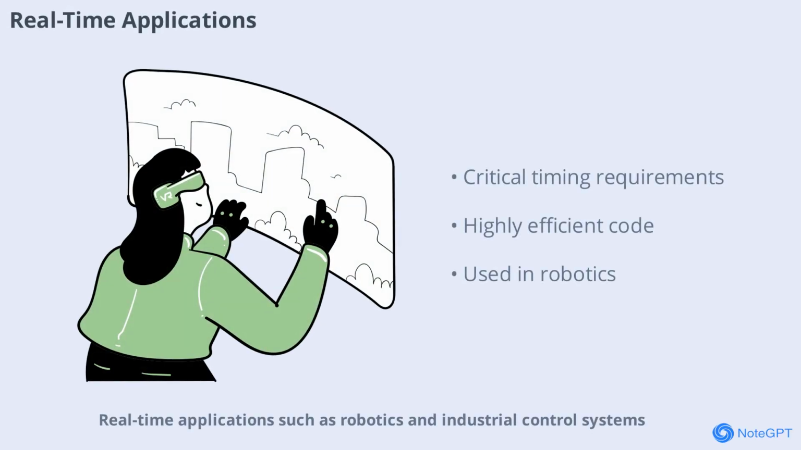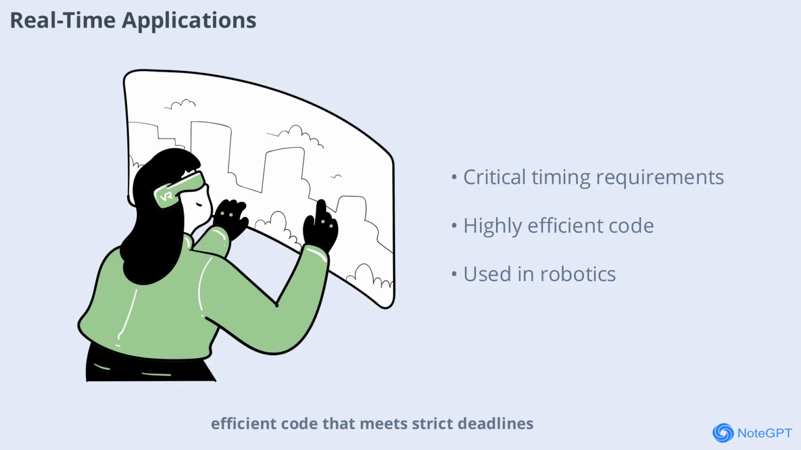Real-time applications such as robotics and industrial control systems often rely on assembly language for their critical timing requirements. Assembly allows programmers to write highly efficient code that meets strict deadlines, ensuring that the system responds quickly to inputs and events. This makes assembly indispensable in fields where timing and reliability are paramount.